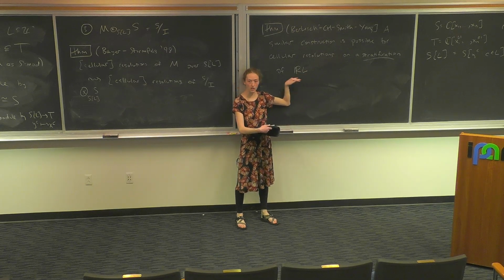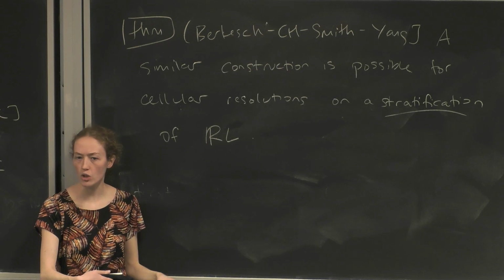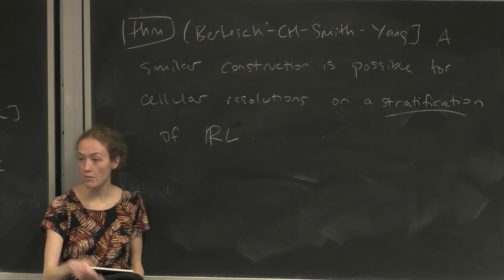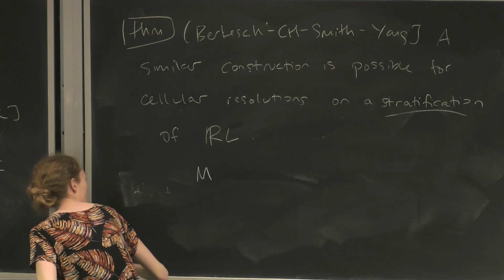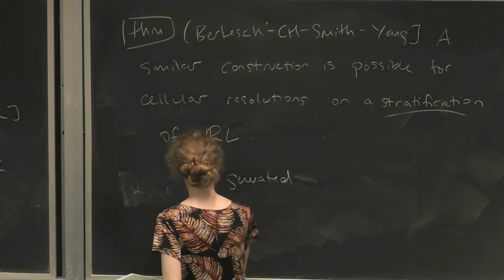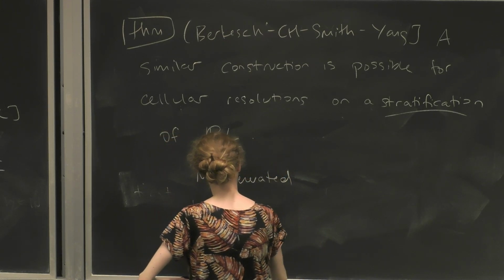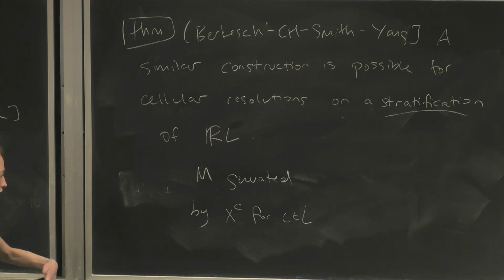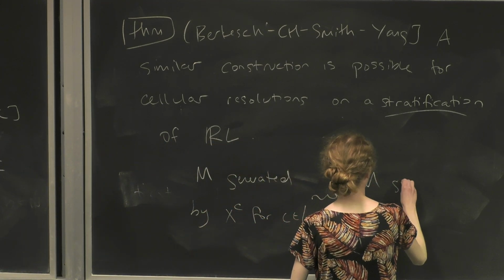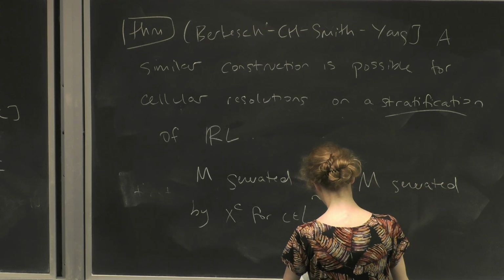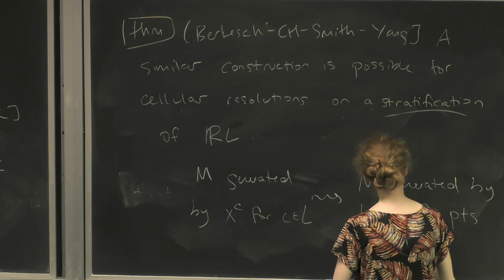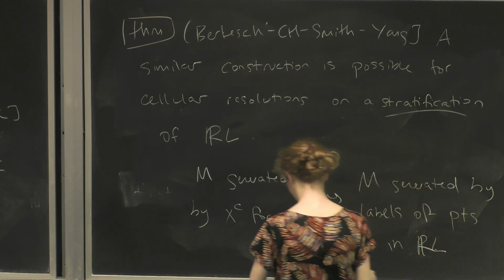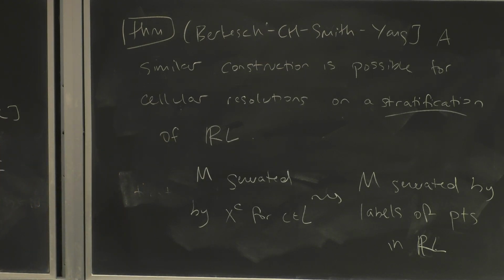So instead of looking at L, we're going to look at the real span of L, which is some real vector space. And we're going to get a more complicated cell structure where there are some additional generators of M besides just the exponents in L. So before we had M generated by x to the c for c in L. And now we're going to have M generated by the labels of some points in RL. And I will explain how this works.